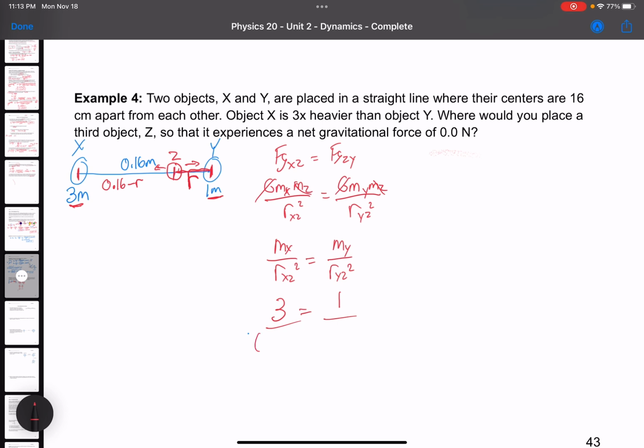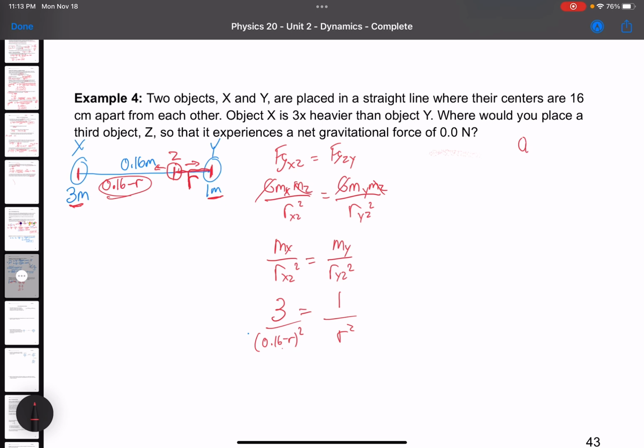Okay, so my radius on this side is going to be 0.16 minus r. And on this side I've labeled it as just r. Now remember that the radii are squared in these formulas, so if I'm going to label it as 0.16 minus r, that whole thing has to get squared. Now I picked this to be this way so that in the next step you'll see what happens.